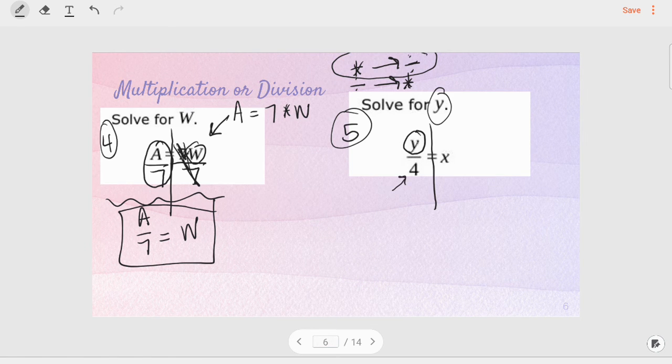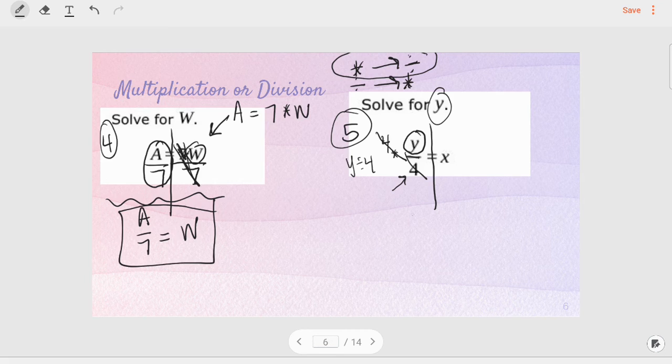Well, what does this mean right here? This means y divided by 4. So how do I undo that division? I multiply by 4. When I times by 4 and divide by 4, those undo each other.